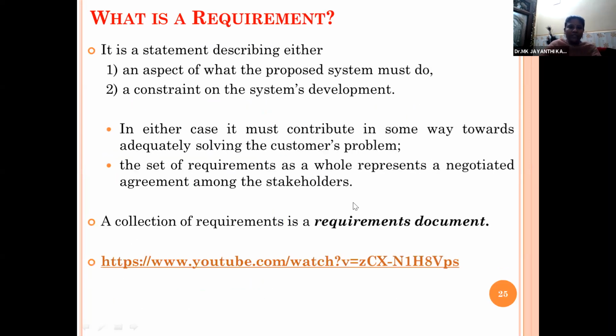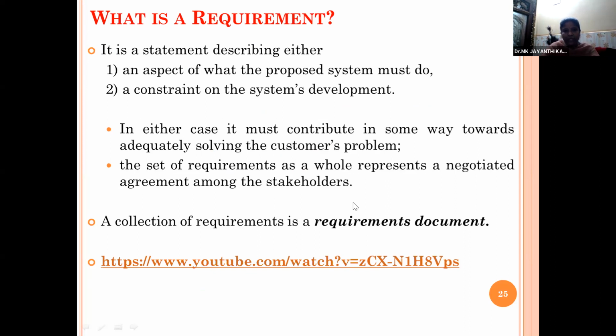So what does requirement mean? It is a statement describing an aspect of what the proposed system must do. So we are going to create a project. What are we creating the project for? What are the functionalities our project is going to perform in an automated way?